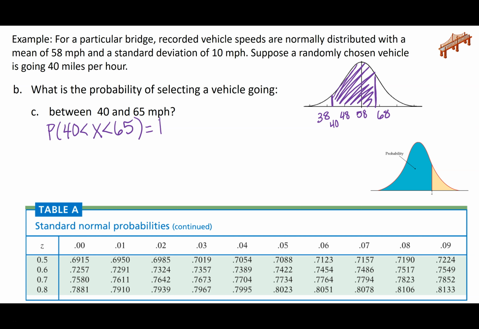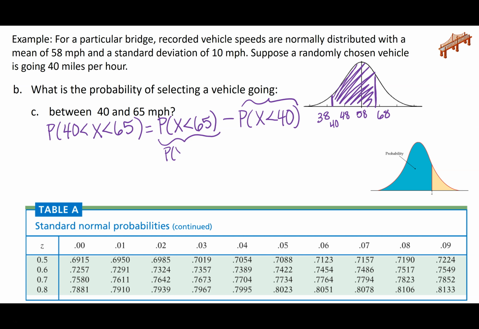is just going to be the probability x is less than 65 minus the probability x is less than 40. We know this amount already, so that's useful. But we need to take a little side quest here: get the z-statistic and get the probability for this part here.